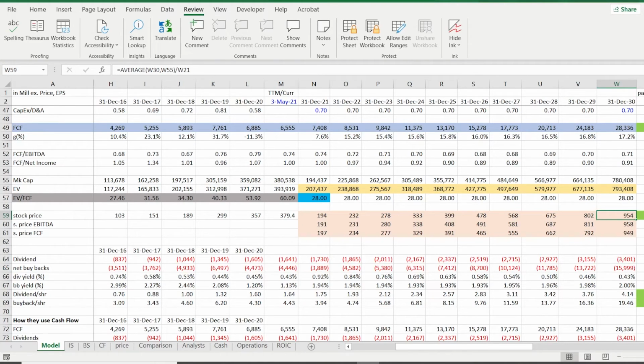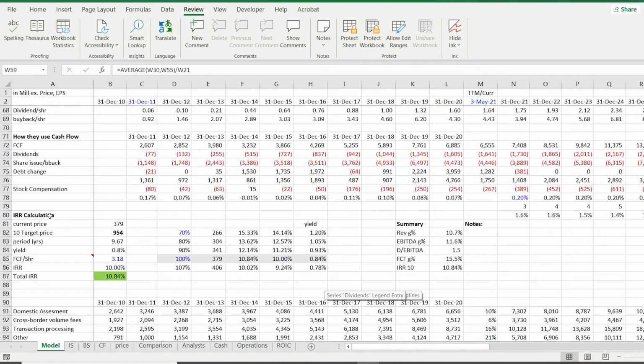954 would be my target price, and with that target price I come here to my calculation of internal rate of return: the current price, the target price in 10 years. That's almost a 10-year period. This is the yield, which is the free cash flow less any stock compensation, giving me 3.18 per share, and the internal rate of return would be 10.84. Because I would be willing to invest with a 10% internal rate of return, I would be able to pay 107% of the current price, so $406. So that means this would be my fair value, $406.